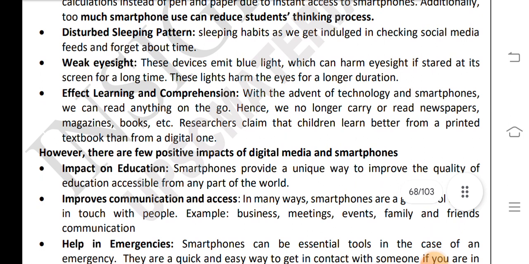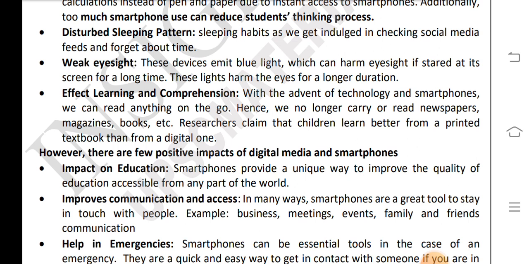Sleeping pattern: sleeping habits suffer as we get indulged in checking social media feeds and forget about time. Weak eyesight: these devices emit blue light, which can harm eyesight if we stare at the screens for a long time. The light harms the eyes over longer durations and affects learning and comprehension.